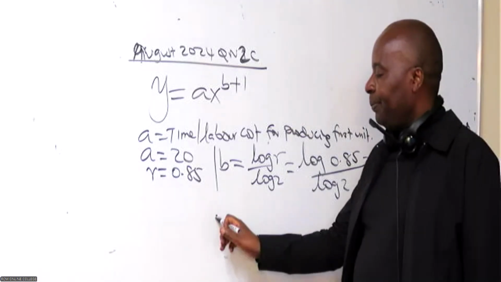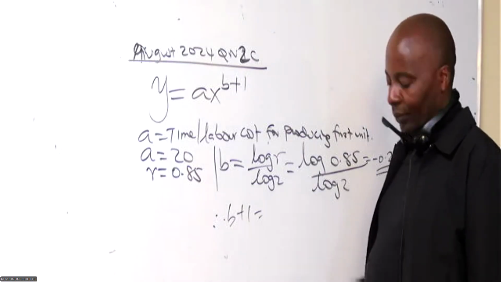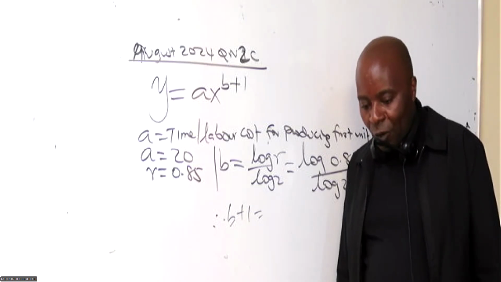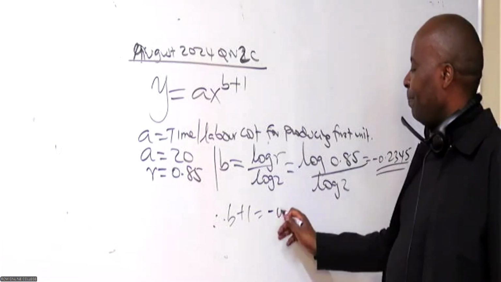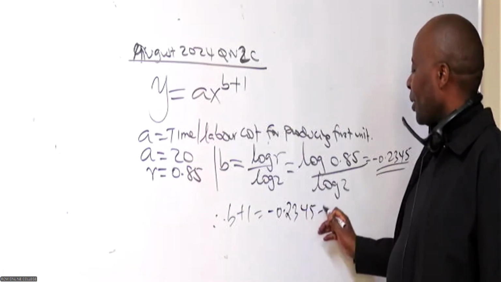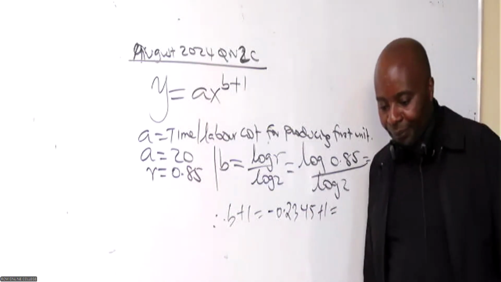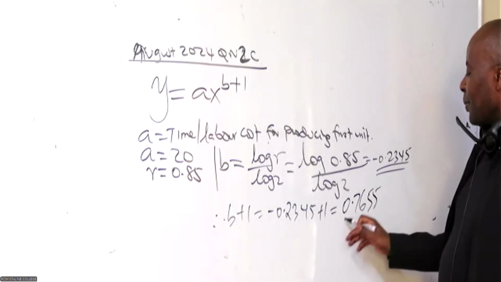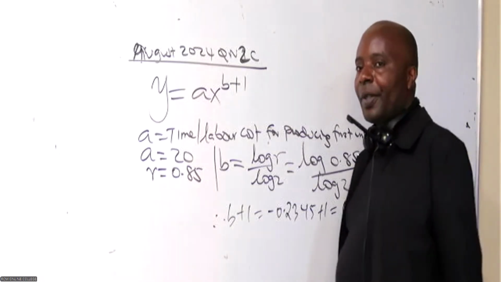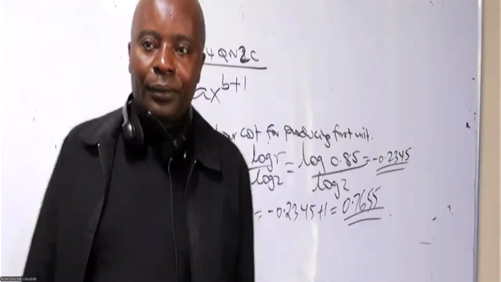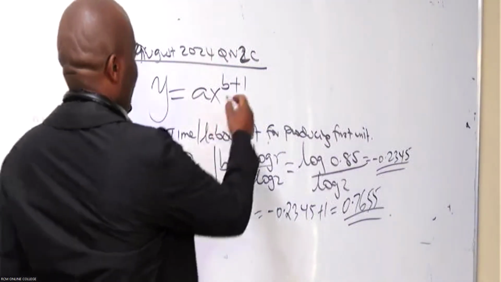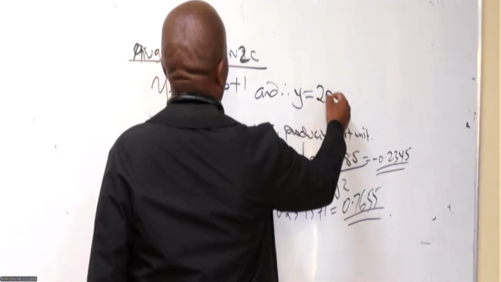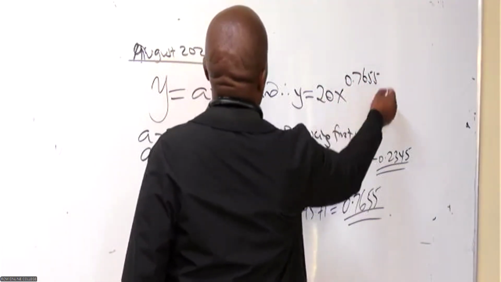And therefore B plus 1 will be 0.7655 or so. And therefore, y equals a x raised to 0.7655, like that.